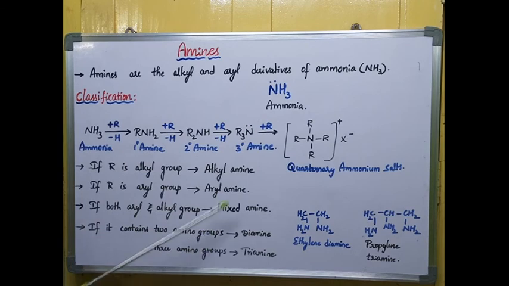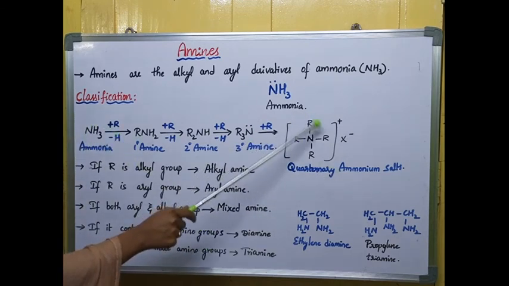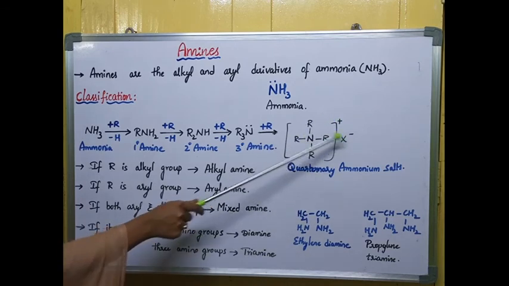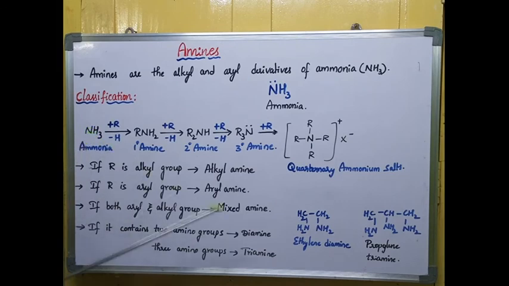Now this amine can form a bond with one more alkyl or aryl group to form a salt. That is called a quaternary ammonium salt. You can see here it is forming four bonds, so we give a positive charge, and that positive charge is neutralized by X minus. Here X can be any halogen or any other anion like sulfates, hydroxides.